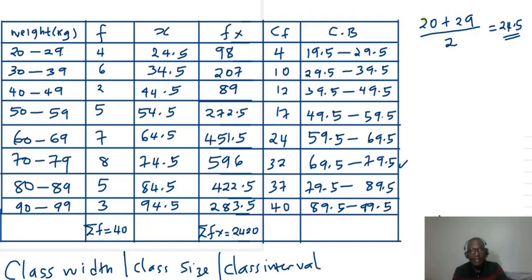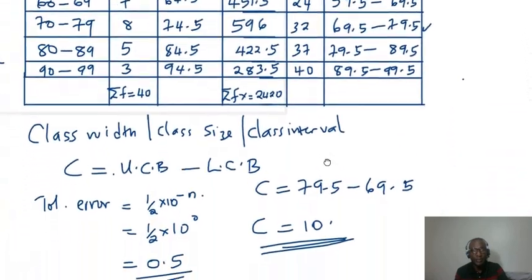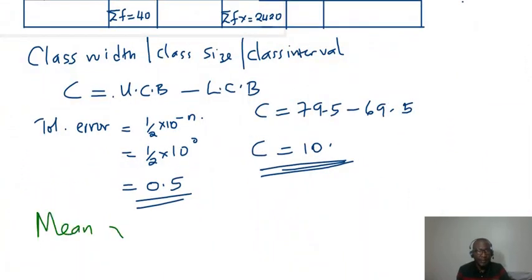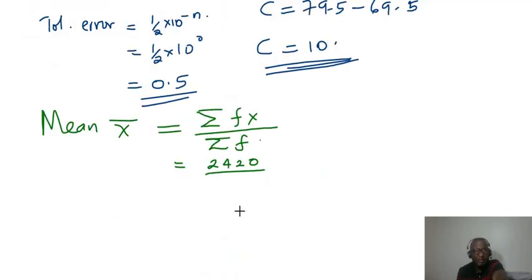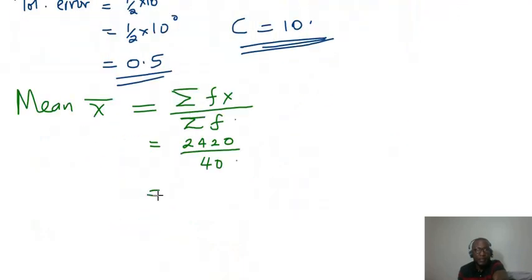The next thing is now to use this table here to calculate the 3 measures of central tendency. We are going to start with the mean. So mean x bar is equal to summation fx over summation f. Our summation fx is 2420 divided by summation f. Summation f is 40 here. So when we compute this using our calculators, we shall get the mean as 60.5. This is the mean x bar.